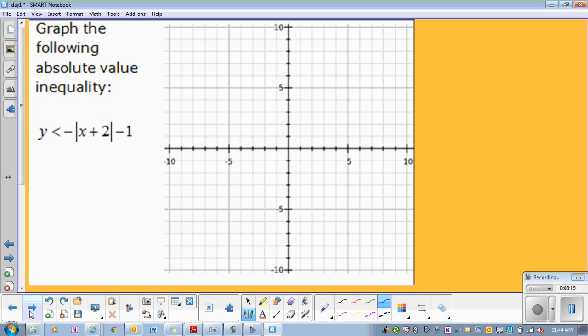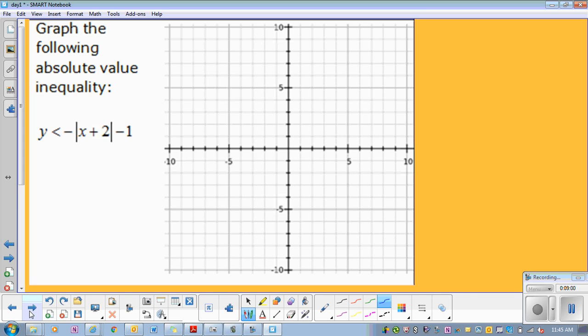So let's graph this. Absolute value inequality. Whenever we have inequalities, you can graph it the same way as if it were an equals, but you have 2 major things that you need to remember. First of all, the line is going to be dotted or solid, depending on what your inequality is. If your inequality would look like an open circle, then your line is going to be dotted. If your inequality was a closed circle, then your line should also be closed or solid.